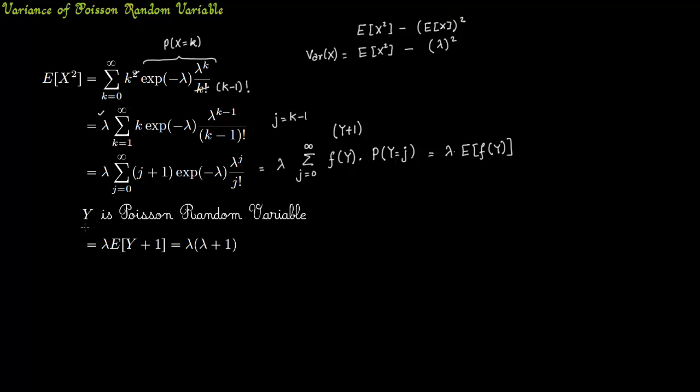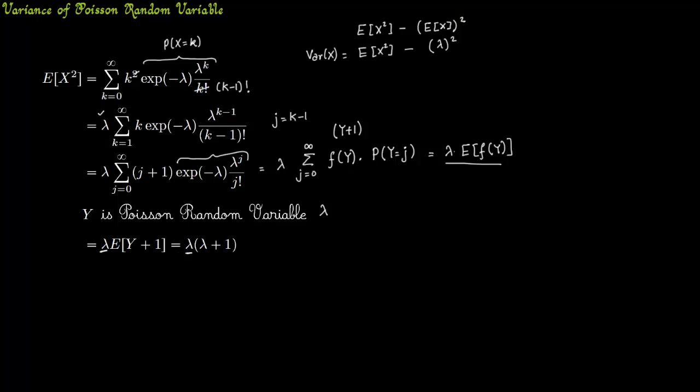So Y is a Poisson random variable because this is the probability mass function for Y, and we just copy this result down here. Instead of f of Y you write Y plus 1. So this will become expectation of Y plus 1. Since Y is a Poisson random variable, the parameter here for Y is again lambda. So expectation of Y is lambda, then you have plus 1. This lambda remains as such right here.